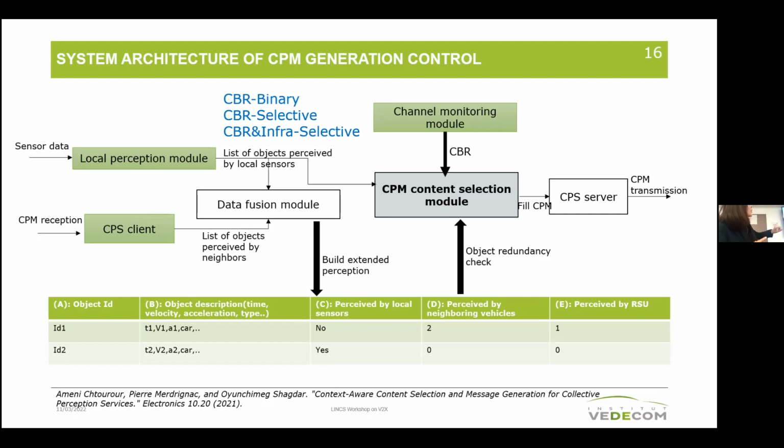Then based on this table and also the channel CBR information coming from the access layer, we want to control what objects to include, what objects not to include, or whether we send a CPM or not. There we imagine three types of algorithms. First of all, CBR binary and CBR selective look only at the channel congestion. They don't care if it's infrastructure or vehicle. The third one looks at channel congestion, channel occupancy, and also whether the object is detected by infrastructure or not.